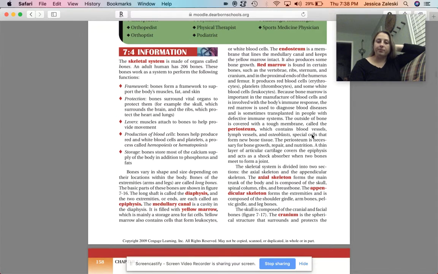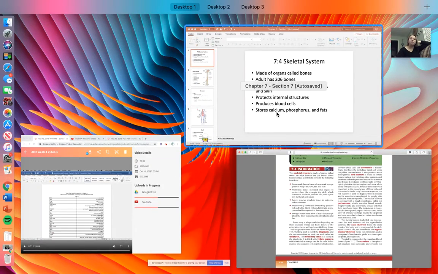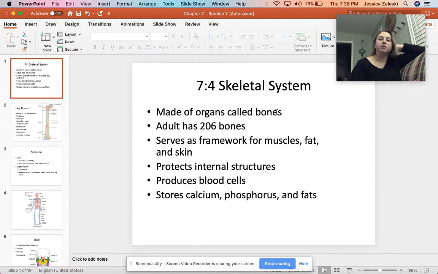So, I'm going to go back to my little PowerPoint. An adult body has 206 bones. When you're an infant, you actually have more than that, I think over 300 bones. But the adult has 206 bones. It's a framework for your body. It holds everything together and gives you structure.